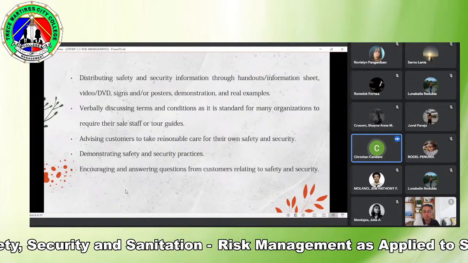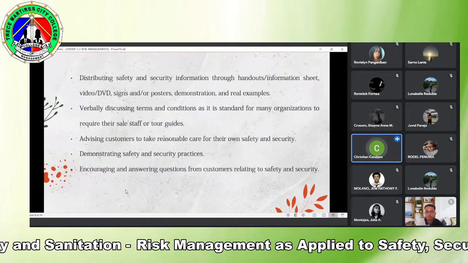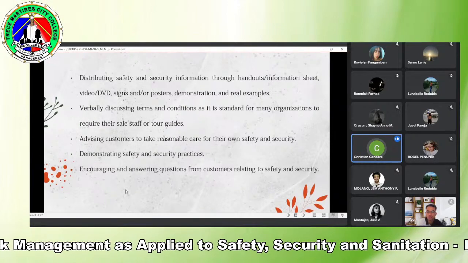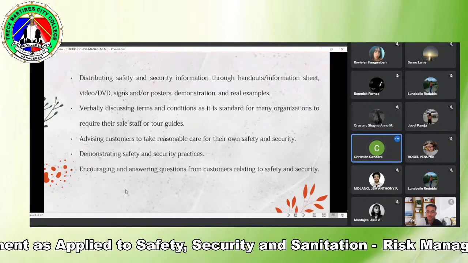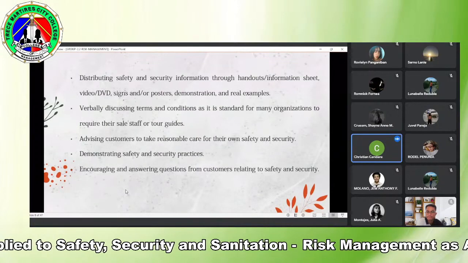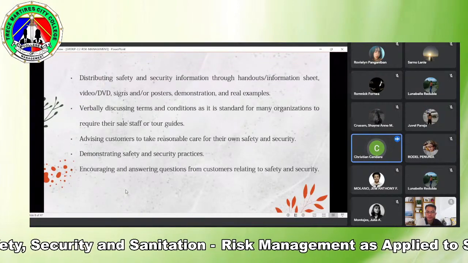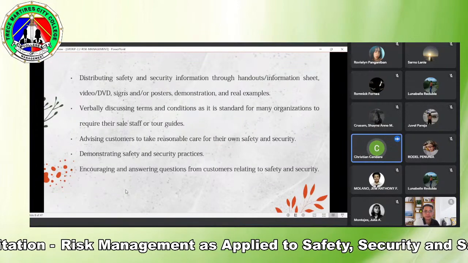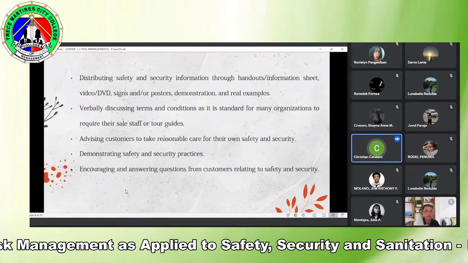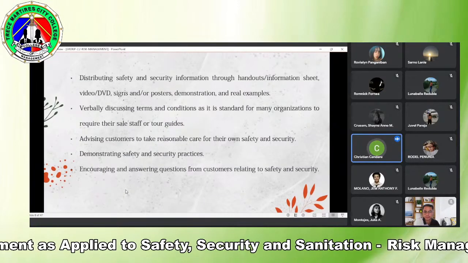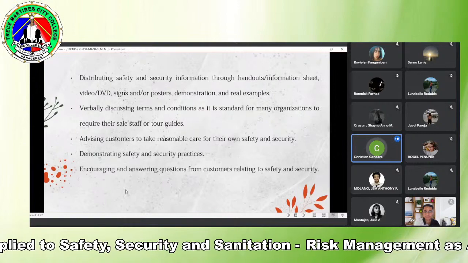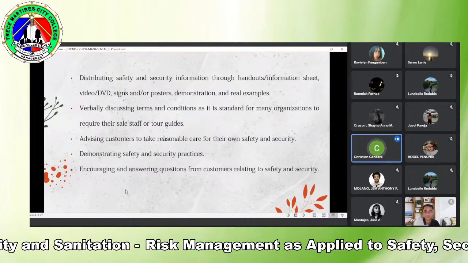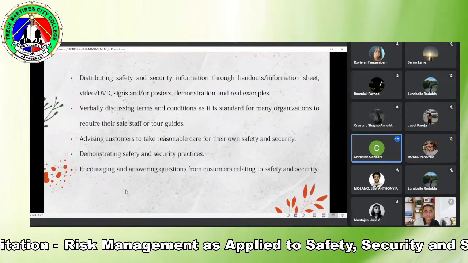Distributing safety and security information through handouts or information sheets, video, DVD, signs, and or poster demonstrations and real examples. It is so important to give information sheets, videos, posters, demonstrations, and real examples about safety and security because it can prevent employees or customers from being careless or reckless when handling hazardous and dangerous objects in the workplace. In that way, they improve the safety culture in any workplace.